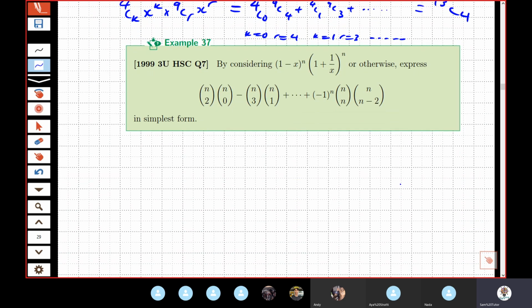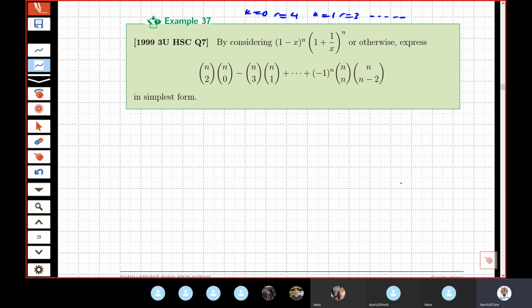All right, let's do another one. I'll do it properly, without taking shortcuts. By considering (1 - x)^n multiplied by (1 + 1/x)^n, or otherwise. Well, definitely don't try otherwise, because how do you know where to start from? Let's go. (1 - x)^n becomes n choose k, 1 to the power of n minus k, which is nothing. Be careful here, negative x to the power of k.